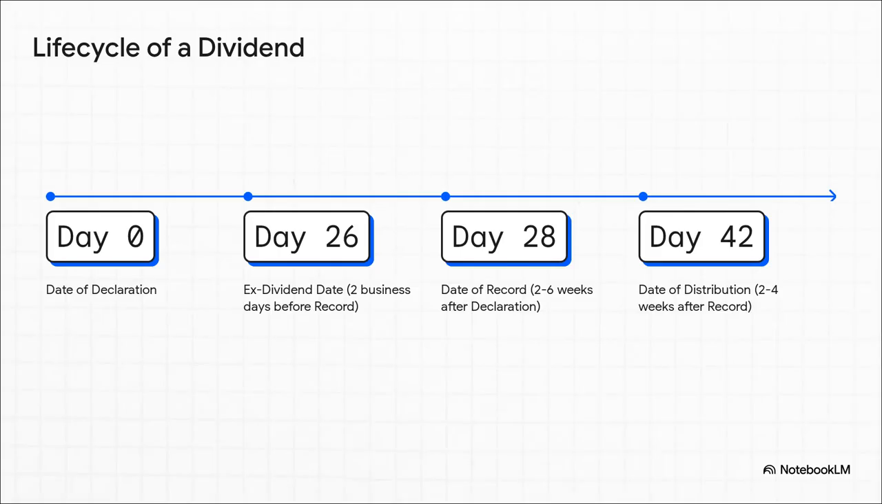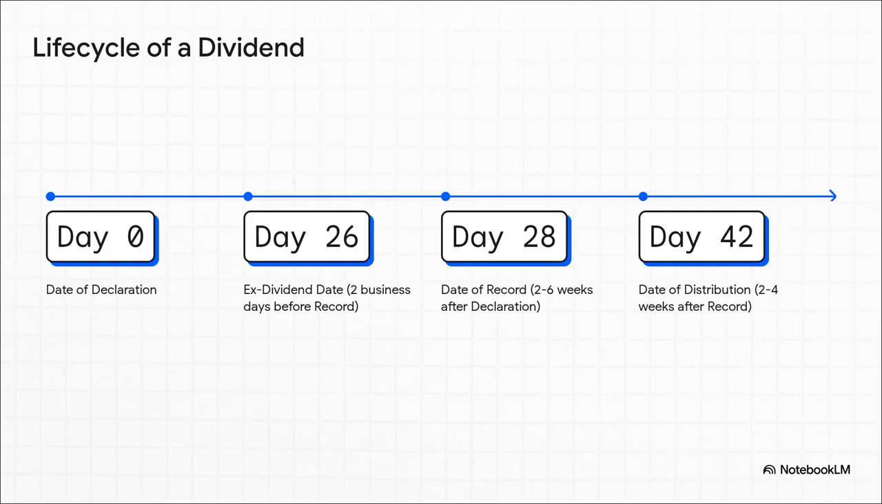Let's trace the actual chronological life cycle of a dividend, from its birth all the way to the day the cash actually hits the investor's mailbox. When you're studying all this corporate finance stuff, it is honestly incredibly easy to just jumble these dates in your head. But if we look at it chronologically, you see this really distinct linear progression.